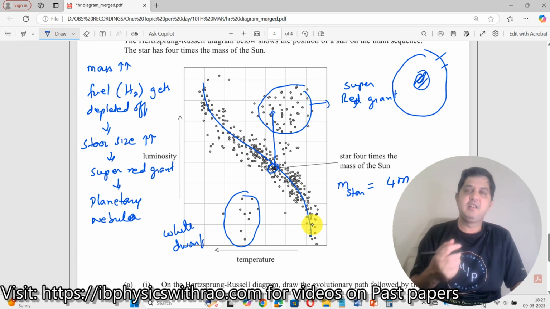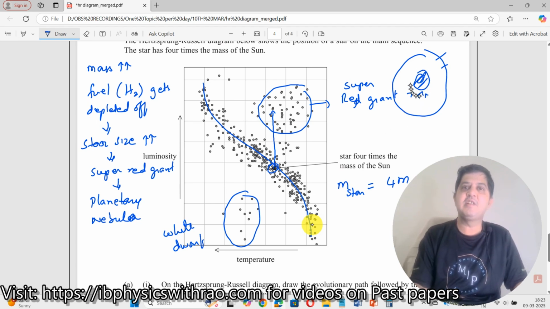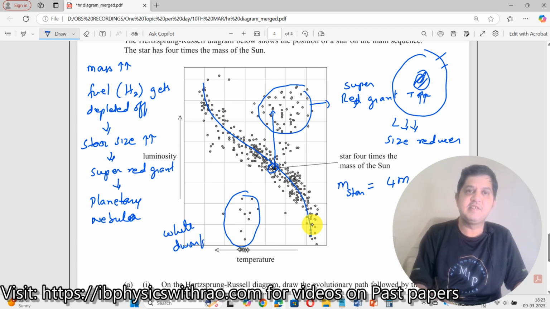These helium atoms are not doing anything, and as a result the temperature in it increases. The temperature increases, and there's a lot of gravitational pull inside it. Temperature rises, gravitational pull is there, and there's nothing like luminosity because it's not burning. So luminosity decreases. Let me write down: temperature increases, luminosity decreases, and size reduces. All three are happening simultaneously. Temperature is increasing in this direction, and luminosity is decreasing over here. So all this points to this star only.